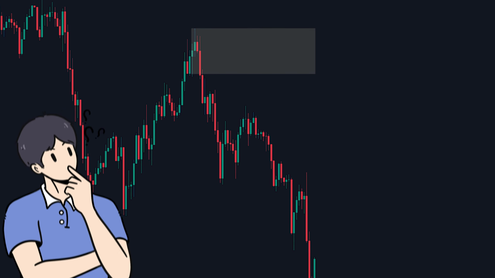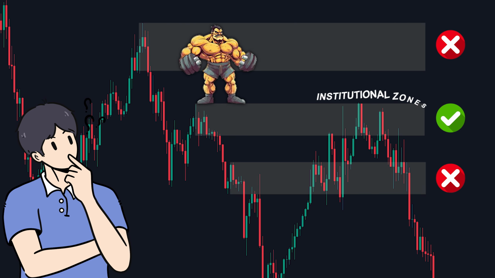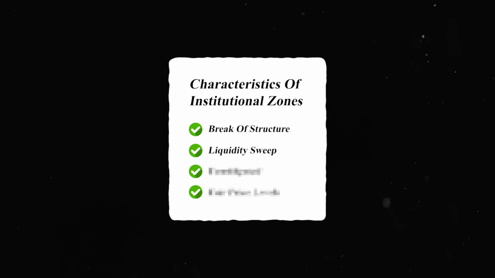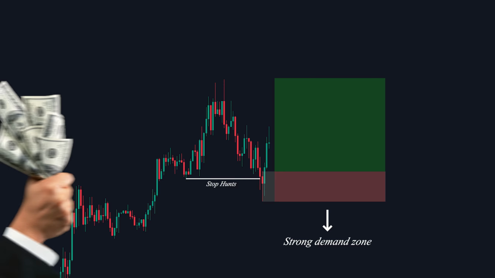Not every zone you see on the chart is a true supply or demand zone. The strongest ones, often called institutional zones, have very specific characteristics. First, the zone needs to actually cause a break of structure. That means after price leaves the zone, it breaks a major swing high or low, showing that real momentum and institutional orders were behind that move. Next, these zones often form after a liquidity sweep, when the market takes out stop losses above or below a key level, then immediately reverses. That's a classic sign of smart money stepping in.